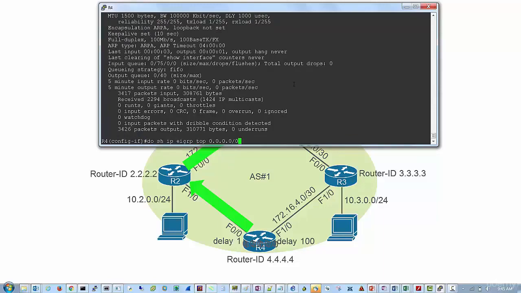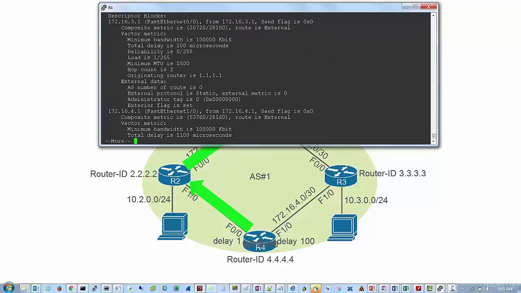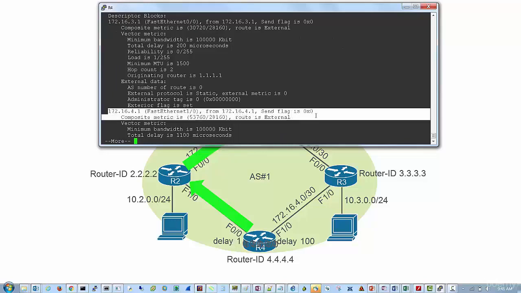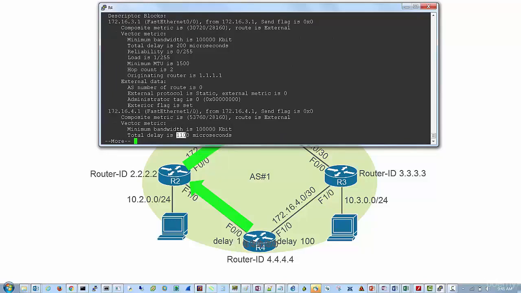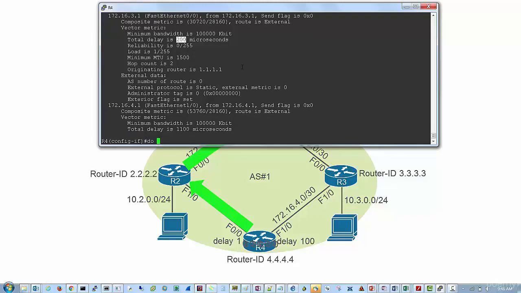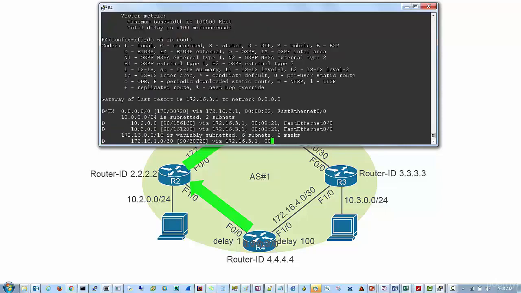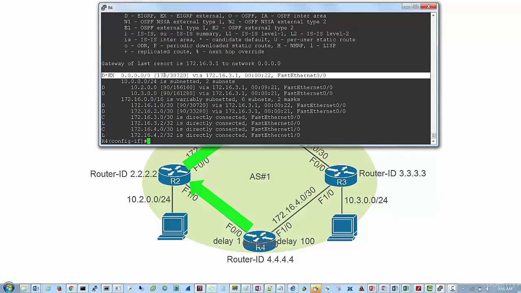Let's run our show IP topology. So now we can see that the total delay for the default route learned via R3 is 1100 microseconds compared to 200 microseconds for the path to R2. So now when we do show IP route, we only have 1 default route installed in the routing table, because since we don't have 2 successors now, we only have 1 successor. It's only going to install successor routes in the routing table.